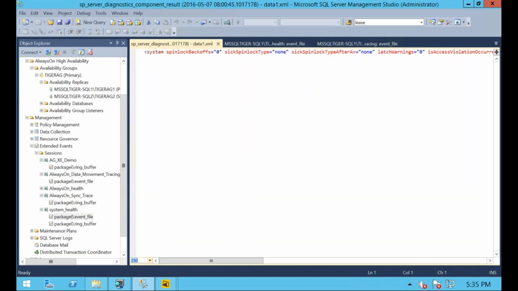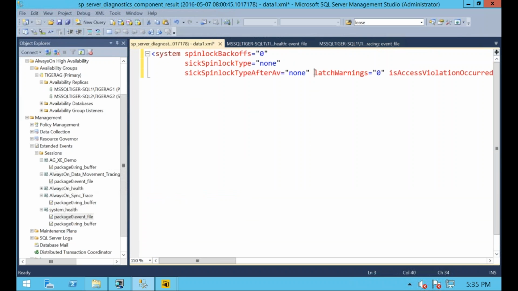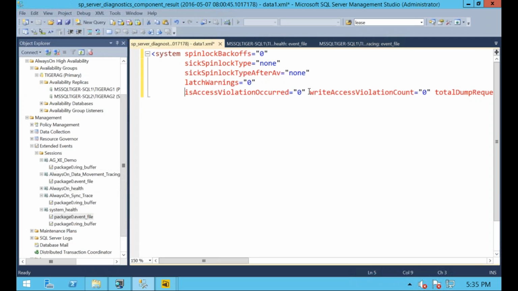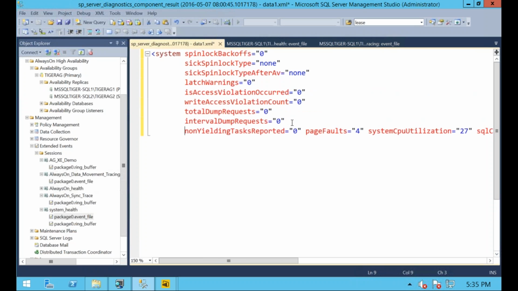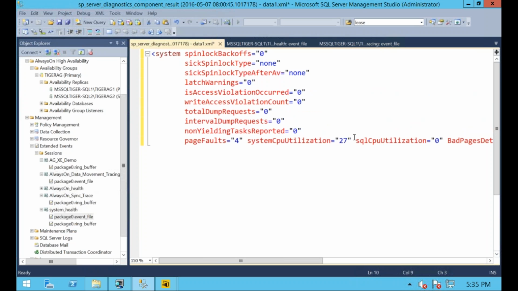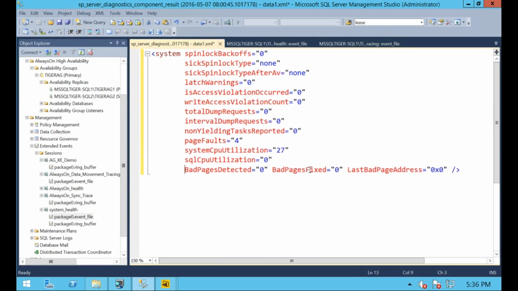When you look at the system event, you will be able to see on your SQL Server instance, were there any serious issues that happened, like access violations, write violations? Did you experience any memory dumps during that time? Was there any non-yielding condition where the system was not able to respond? What was your CPU utilization during that time? Did you have any consistency-related issues? And if there were, how many pages were fixed? Because availability groups have the capability of repairing certain pages if they run into consistency issues by pulling them from the other replicas. So all of this gets tracked by default.